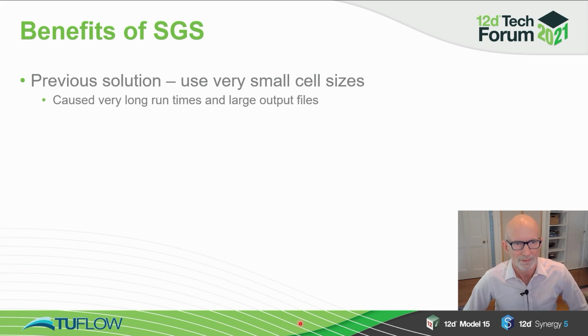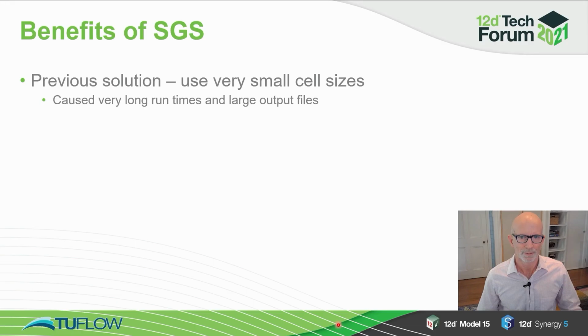The first thing to note is that our previous way of dealing with this has always been to use a smaller cell size, but there's a huge downside to having smaller cell sizes. Your run times go up through the roof. Basically, if you halve your 2D cell size, you increase your runtime by a factor of 8. You have 4 times as many cells and half the time step. So that causes a very large increase in runtime, just from a simple halving. The other consequence too is you have very large output files.